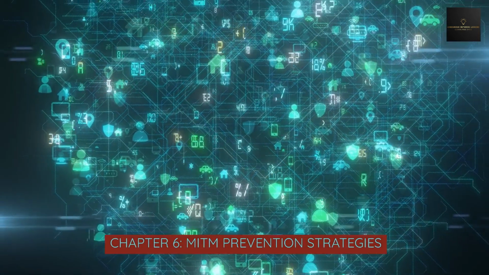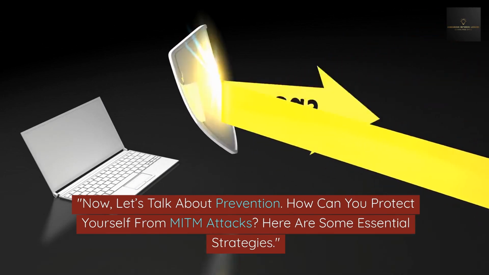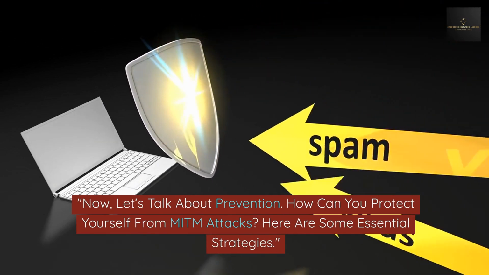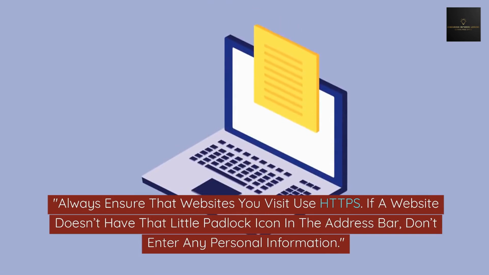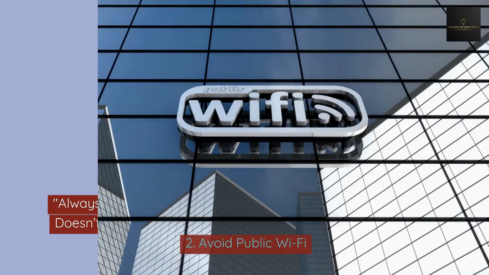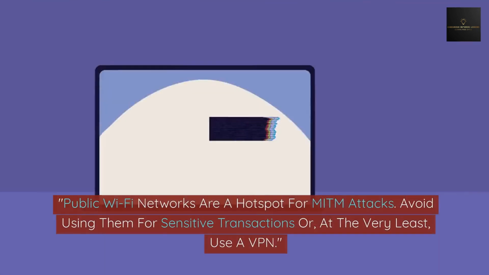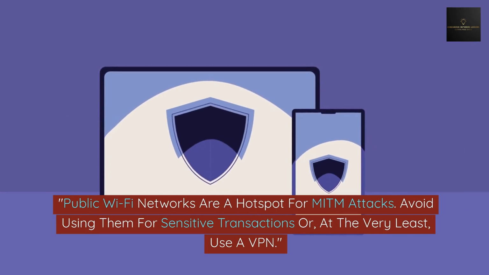Chapter 6. MITM Prevention Strategies. Now let's talk about prevention. How can you protect yourself from MITM attacks? Here are some essential strategies. 1. Use HTTPS everywhere. Always ensure that websites you visit use HTTPS. If a website doesn't have that little padlock icon in the address bar, don't enter any personal information. 2. Avoid public Wi-Fi. Public Wi-Fi networks are a hotspot for MITM attacks. Avoid using them for sensitive transactions, or, at the very least, use a VPN.